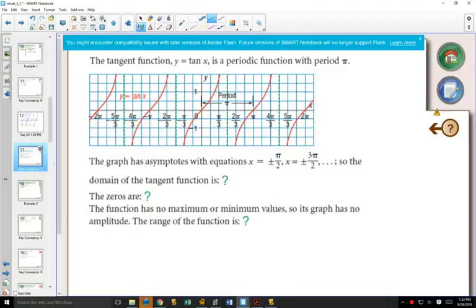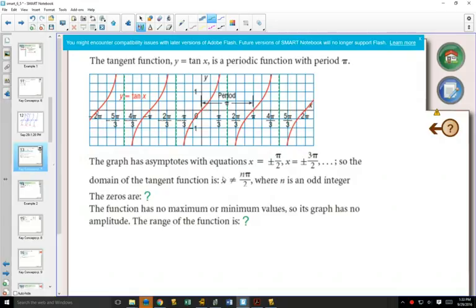Sometimes you're asked for all the equations of the asymptotes. And sometimes you're asked for the domain. The domain of tan, and they haven't written it in the proper form, the domain is everything except for pi over 2, 3 pi over 2, 5 pi over 2, 7 pi over 2. Everything except for the odd multiples of pi over 2.